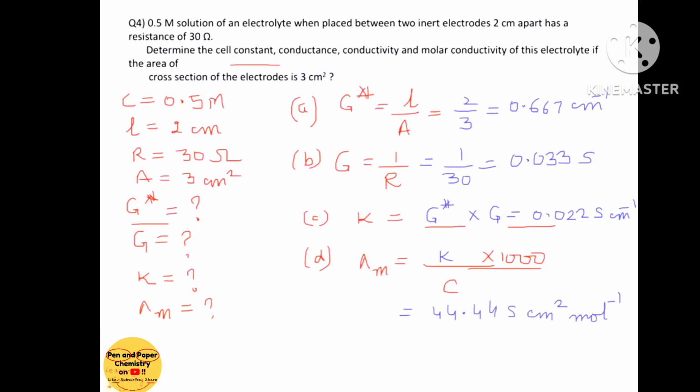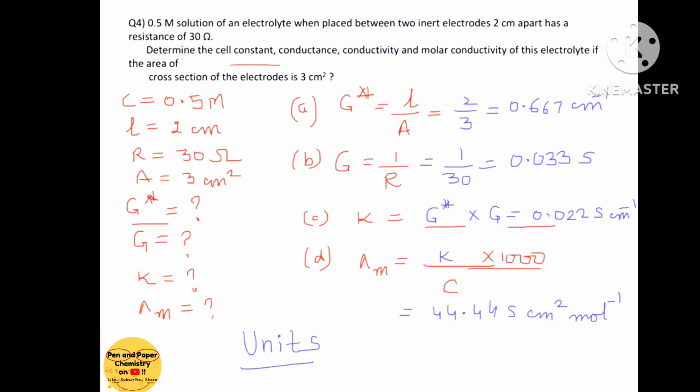So let's give ourselves 2 smileys and 2 pats on the back. How about the fourth one? Cell constant is 0.667 per centimeter. I hope you are not forgetting the units. Units are very, very important at your level of learning. You cannot ignore the units over here.